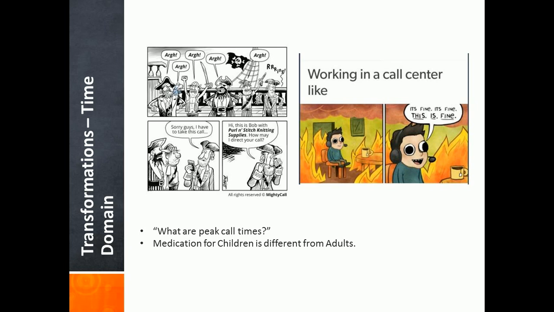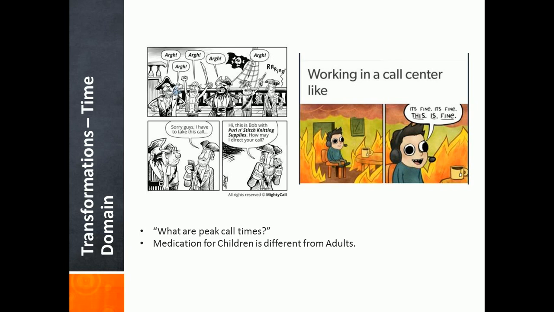But it really depends. For instance, medication for children is different from adults. In other words, it's the same individual. It's just that at an earlier age, the physiology is different. At a later age, it's a completely different body. Therefore, the same individual at different instances of time for the same disease would be given a different medication.